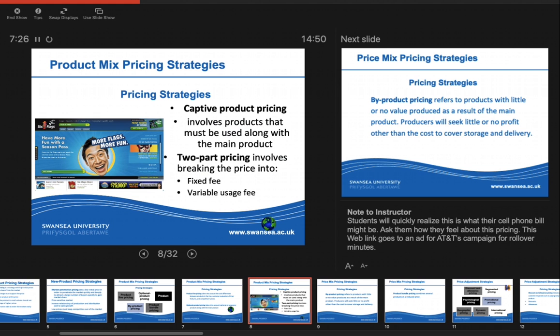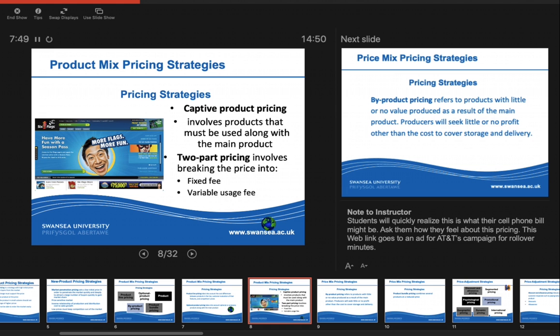Captive product pricing involves products that must be used along with the main product. Okay, so software is a good example of this. You purchase some software, and then with games and so on, then they make you purchase coins or whatever it is to actually play that game. So it is in effect locking you in.